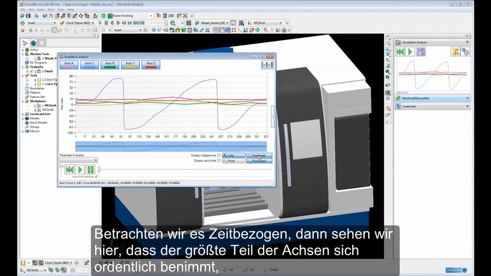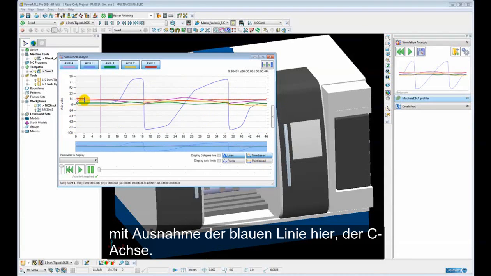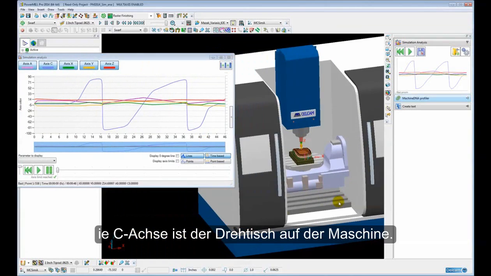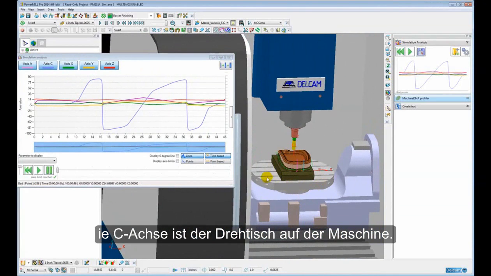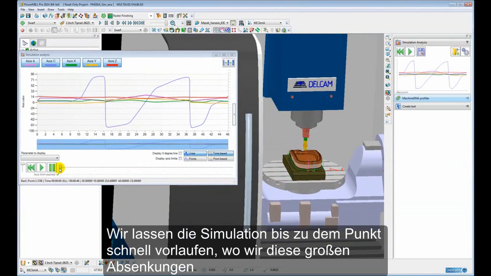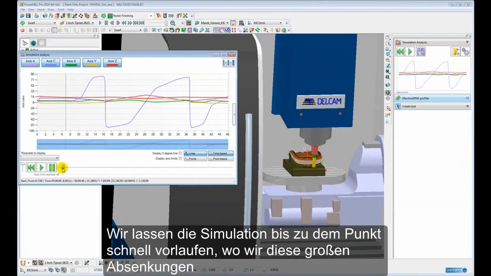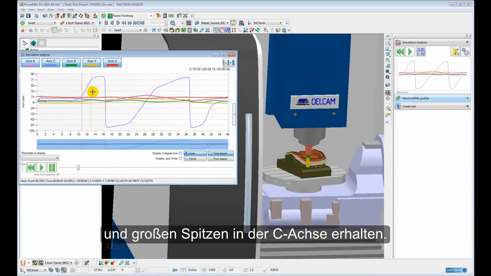So if we look at time based, we can see here that most of the axes are well behaved, with the exception of the blue line here, which is the C-axis. So the C-axis is the rotary table on the machine. So if we just fast forward the simulation to the point where we get these large dips and large peaks in the C-axis.